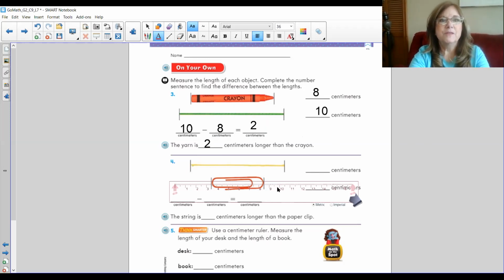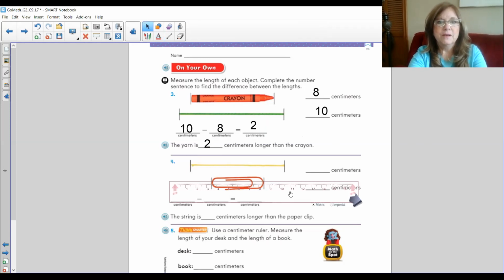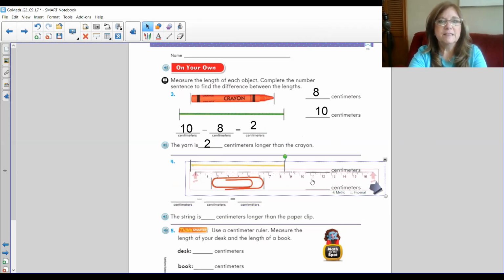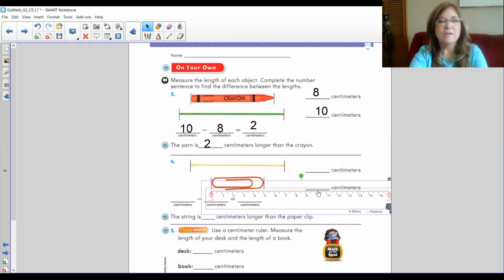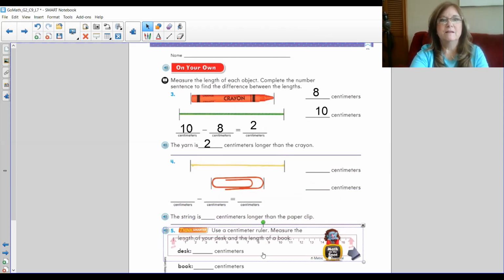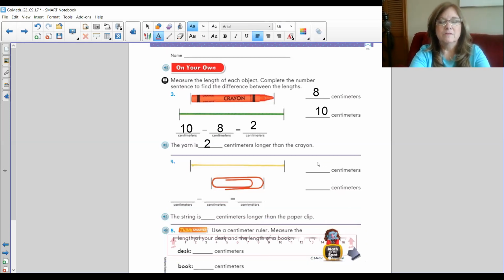Okay, so then we go down to this string. Okay, so this string measures how many centimeters when it's lined up correctly? 9. And the paper clip is 5. Okay, so we want to write those numbers in. Okay, the string was 9. Oops, not 8, 9. And the paper clip is 5.